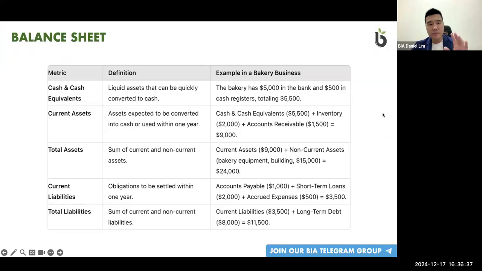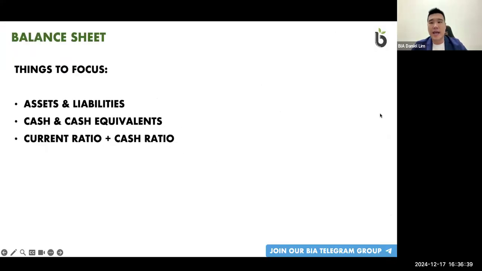Now, whenever you go to the balance sheet, what do we need to look at? Simple: assets and liabilities. When you take a look at the company, just make sure the assets are way more than the liabilities. You don't want more liabilities, very common sense, right? Then make sure the cash is a lot, so they can cover any temporary liabilities. And this is the third part I want you guys to learn: current ratio and cash ratio.